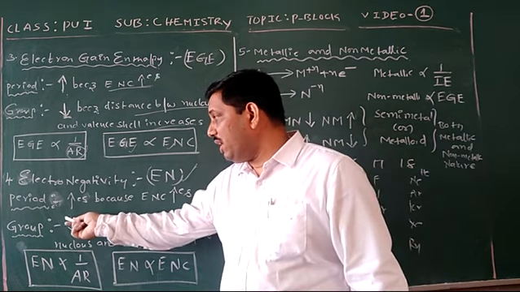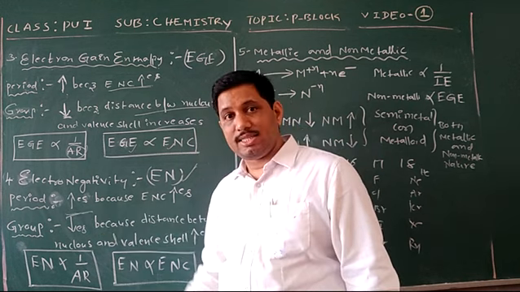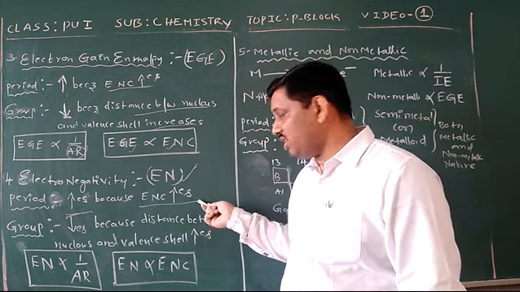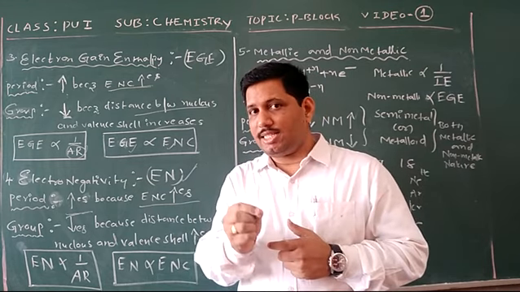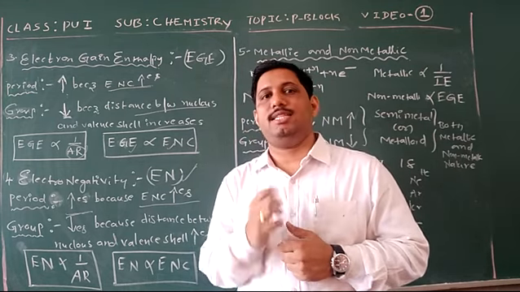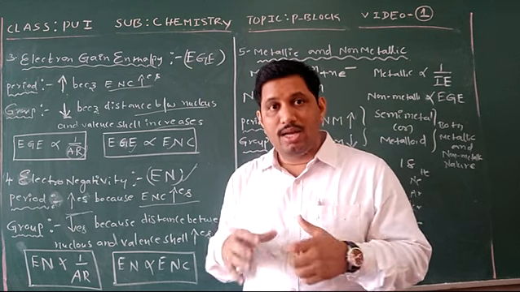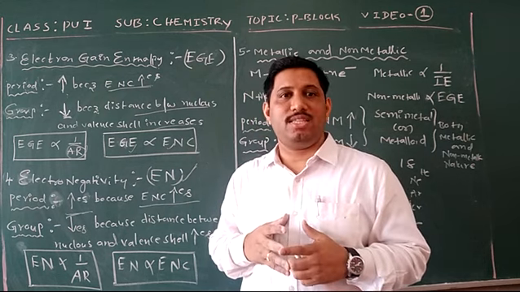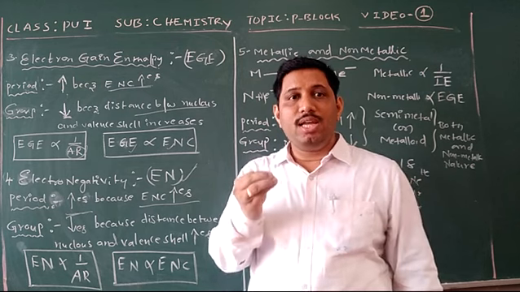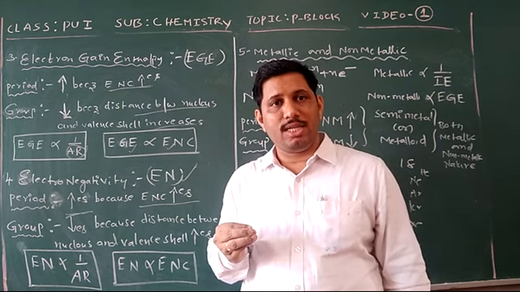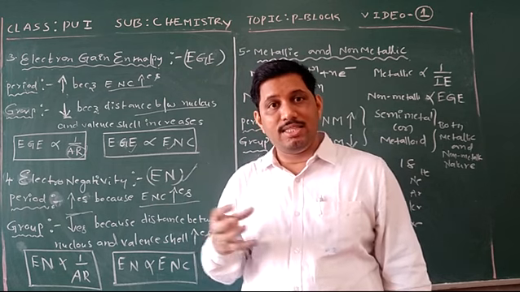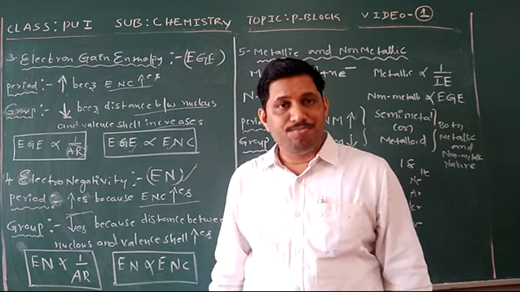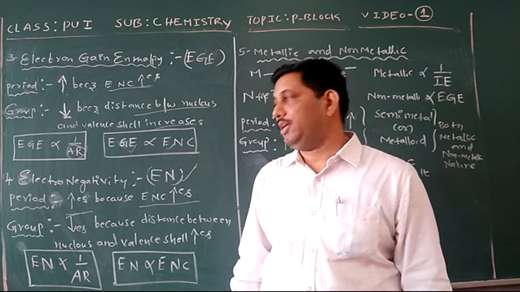Across the period, the electronegativity values increase because effective nuclear charge increases. We know, students, as the effective nuclear charge increases, the attraction of the nucleus on the valence shell increases. Hence, the atom easily attracts the shared electron pair. Therefore, the electronegativity will be increased.